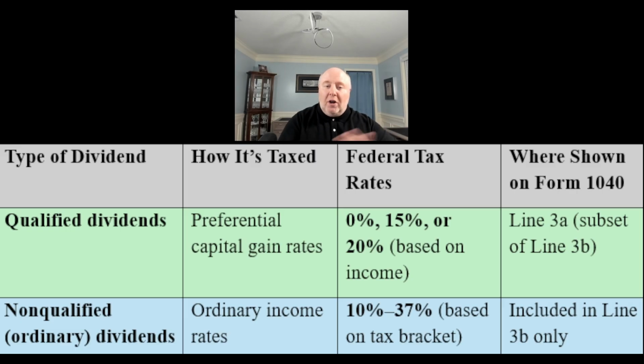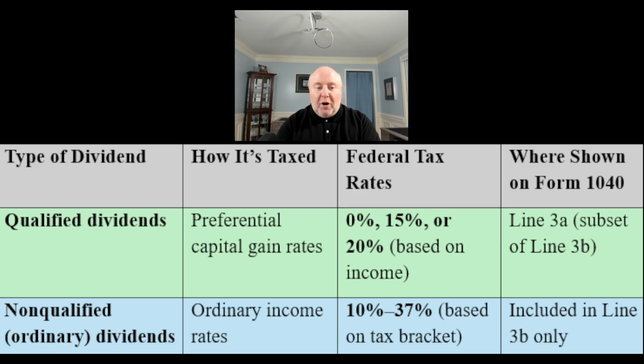Now, all dividends are going to appear on line 3B, okay? So when you're looking at line 3B, those are your non-qualified dividends, or what we call your ordinary dividends, and they're taxed at your ordinary tax rate. You don't get the preferential rate. So if you're at the 37% tax rate, then you're taxed at 37%. Had it been a qualified dividend and you're at the 37% tax rate, you would have been taxed at 20%. If you were at the 10% tax rate, you would have been taxed at 0%. So that's kind of how it works.